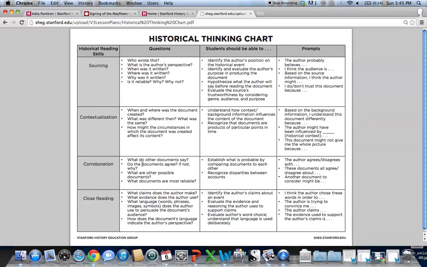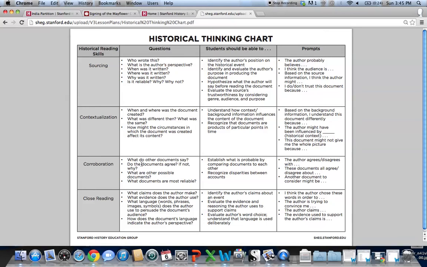Corroboration. Okay, so this document from a white slave owner in Virginia says, I treat my slaves really, really well. They love being slaves. Can we take that simply as fact? No, we need to corroborate it with other documents. Corroborate it with, say, Incidents in the Life of a Slave Girl, and we say, okay, no, slavery was actually pretty bad.